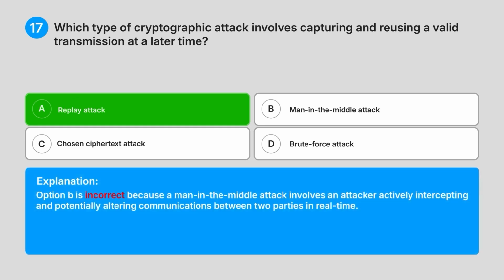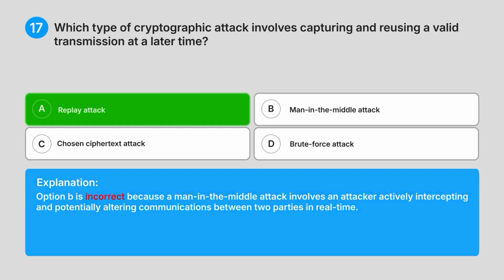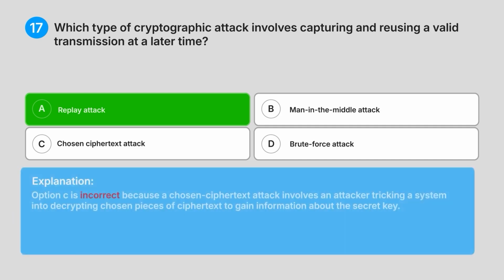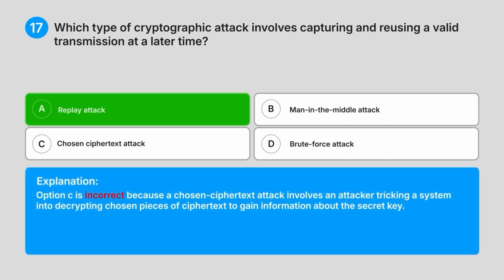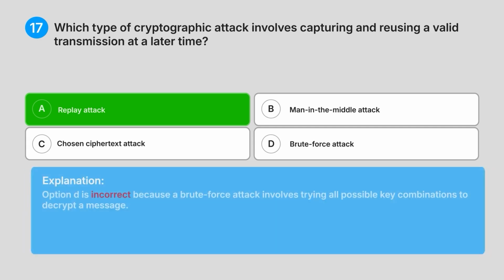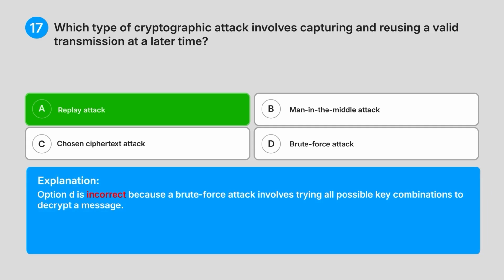Option B is incorrect because a man-in-the-middle attack involves an attacker actively intercepting and potentially altering communications between two parties in real time. Option C is incorrect because a chosen ciphertext attack involves an attacker tricking a system into decrypting chosen pieces of ciphertext to gain information about the secret key. Option D is incorrect because a brute force attack involves trying all possible key combinations to decrypt a message.